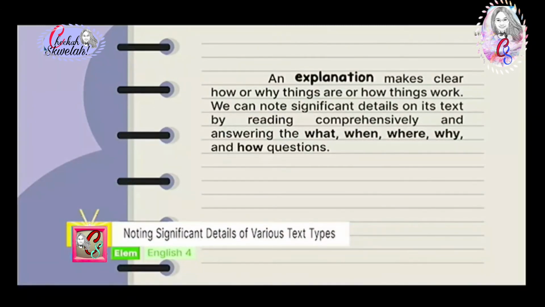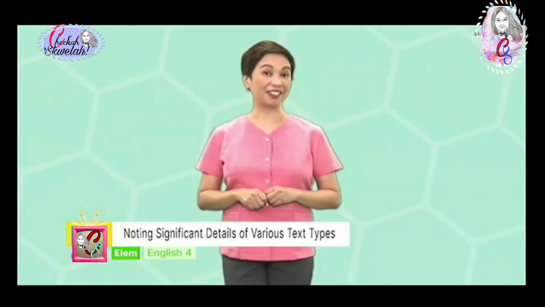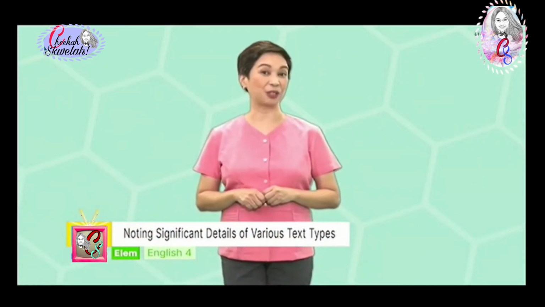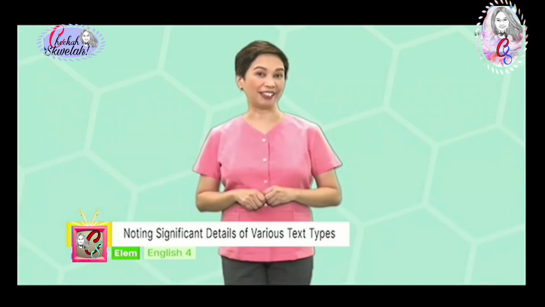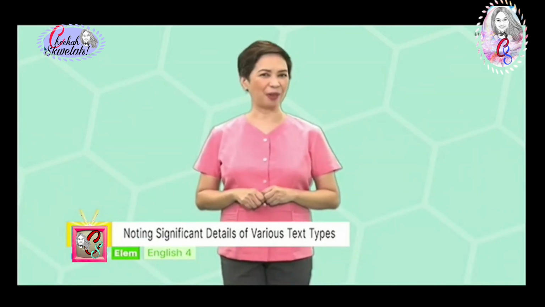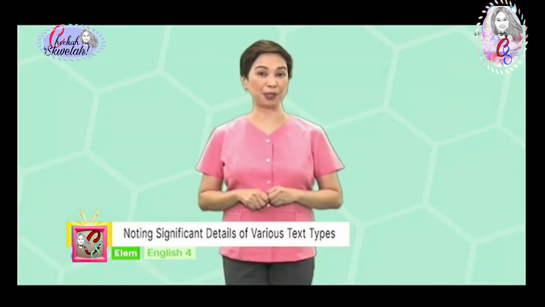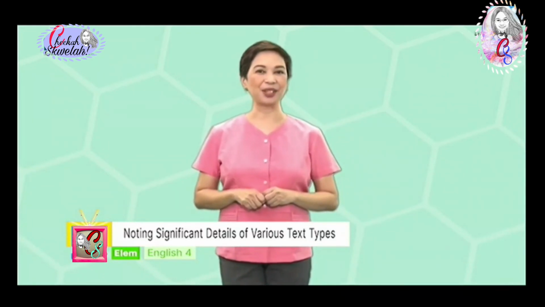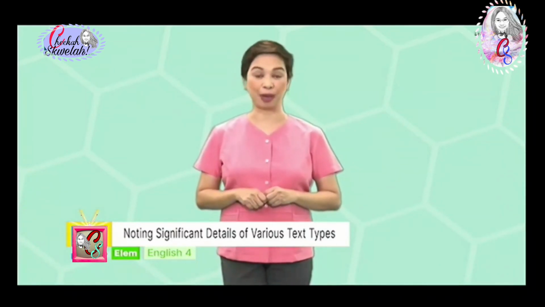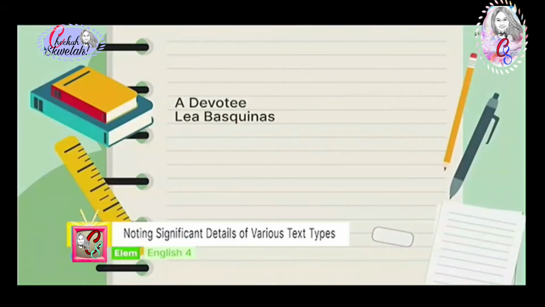You can note significant details on its text by reading comprehensively and answering the what, when, where, why, and how questions. I think this is a good time that we gauge your learning ability on our lesson for today. I will ask you to get your pen and paper to answer the questions about the text type that we are about to read. A Devotee by Leah Basquinas.